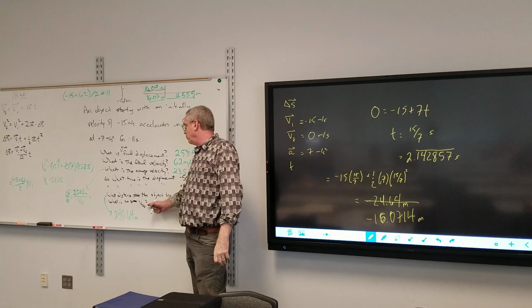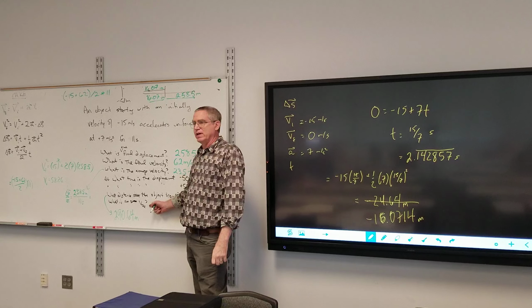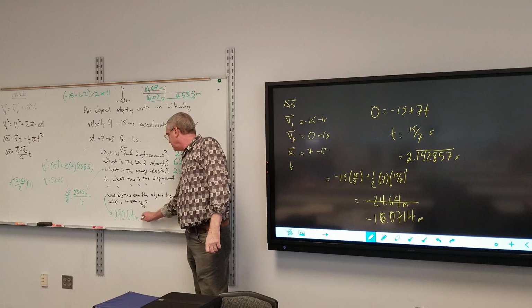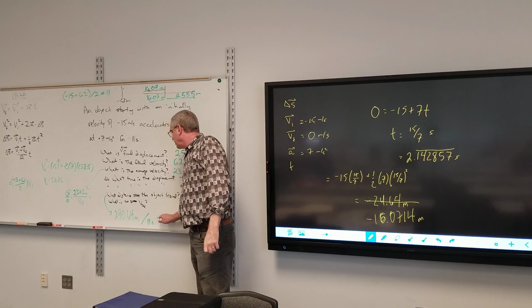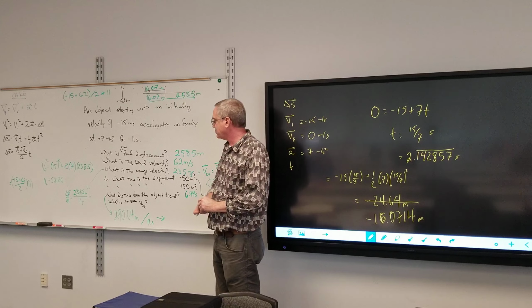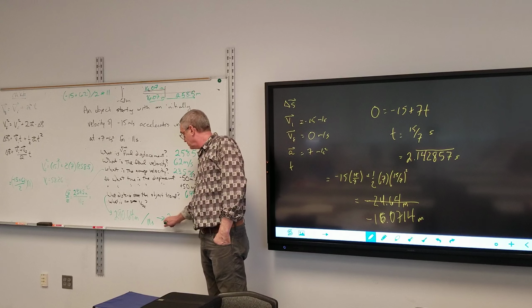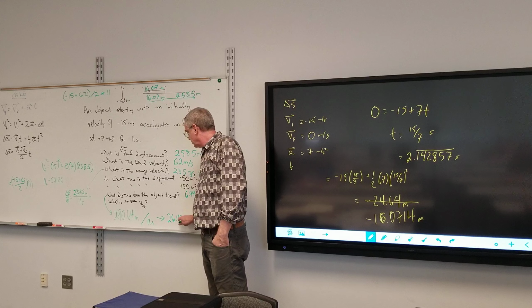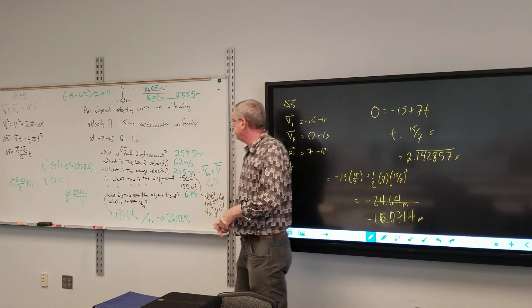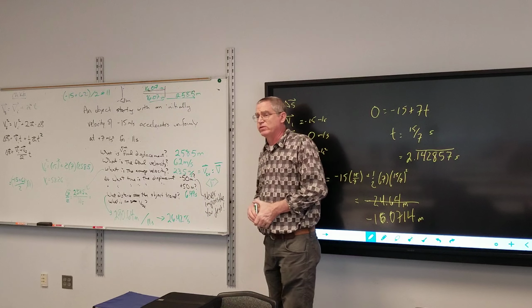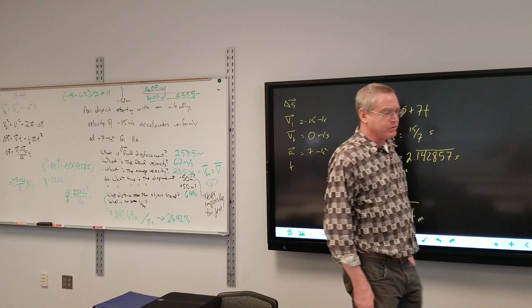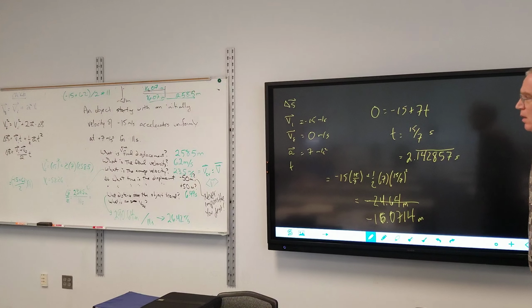So average speed is distance over time. So that divided by 11 seconds would give us the average speed. 26.42 meters per second. And that's greater than the average velocity. The average speed is going to be greater than or equal to the magnitude of the average velocity.